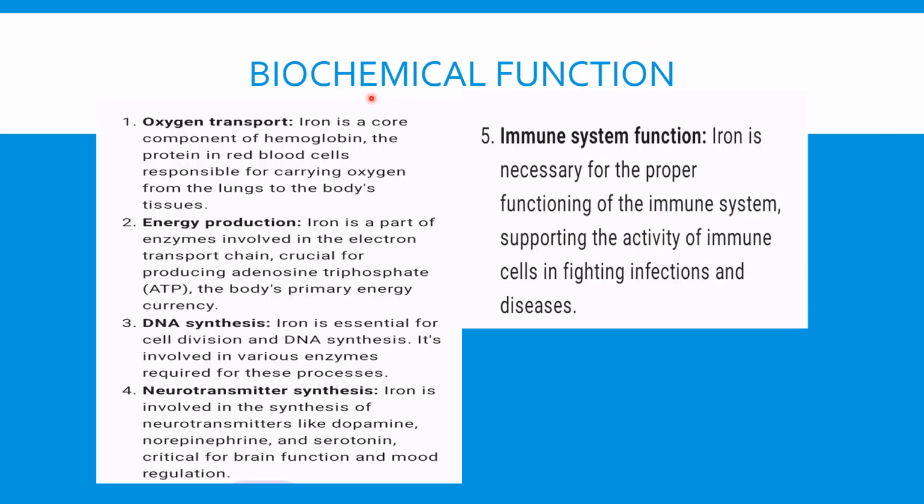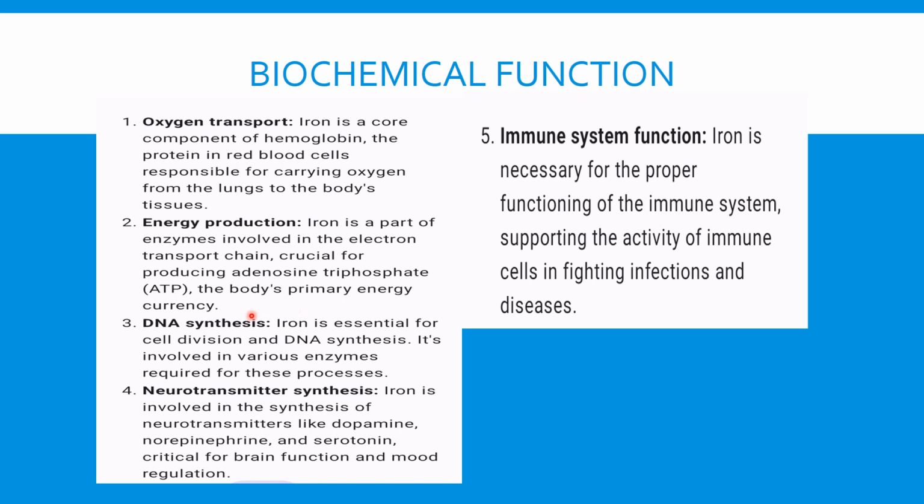If we talk about the biochemical functions of iron, the first important function is oxygen transport. Iron is a core component of hemoglobin, the protein that is present in RBCs, so it is responsible for carrying oxygen to the body tissues. Energy production. Iron is a part of enzymes involved in the ETC or electron transport chain that are crucial for producing ATP or adenosine triphosphate, and ATP is the energy currency of the cell.